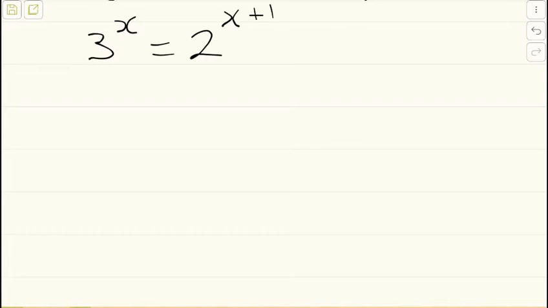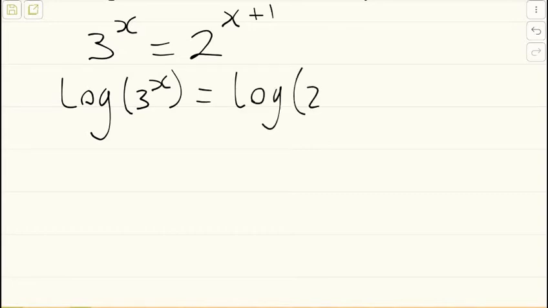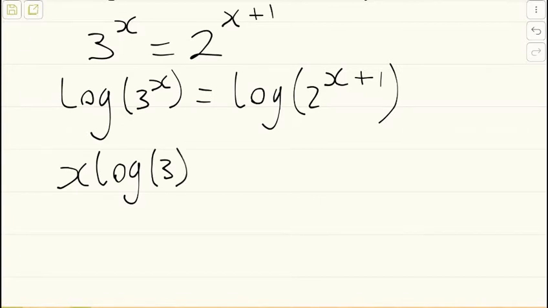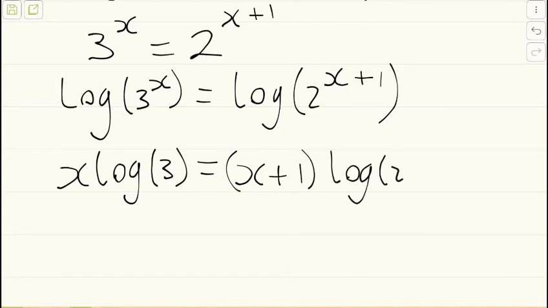So what I'm going to do is take logs of both sides. I have log of 3 to the x equals log of 2 to the x plus 1. Now again, using the power law, this time on both sides, I have x log of 3 equals x plus 1 in a bracket times the log of 2.